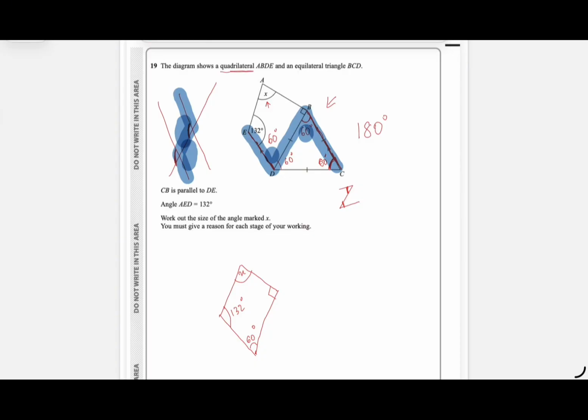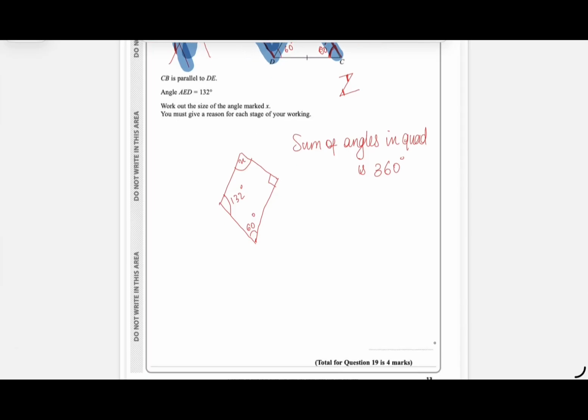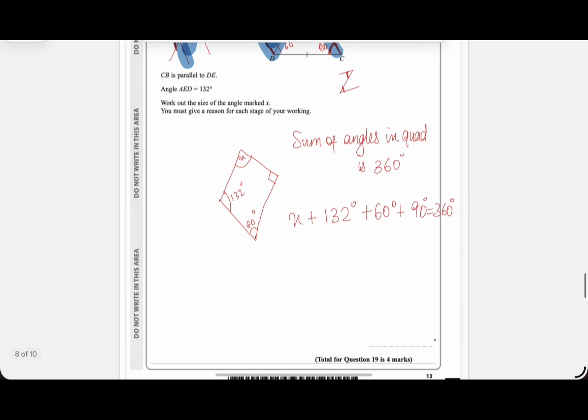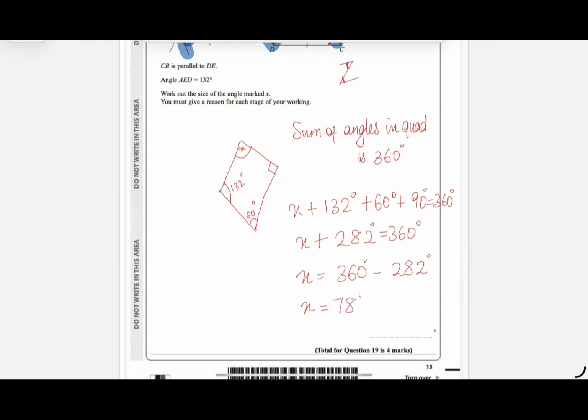This is a quadrilateral, and we know the sum of angles in a quadrilateral is 360 degrees. So X plus 132 degrees plus 60 degrees plus the 90-degree angle is 360 degrees. So X plus 282 is 360 degrees. X equals 360 take away 282 degrees. And X is 78 degrees. So that is your final answer.